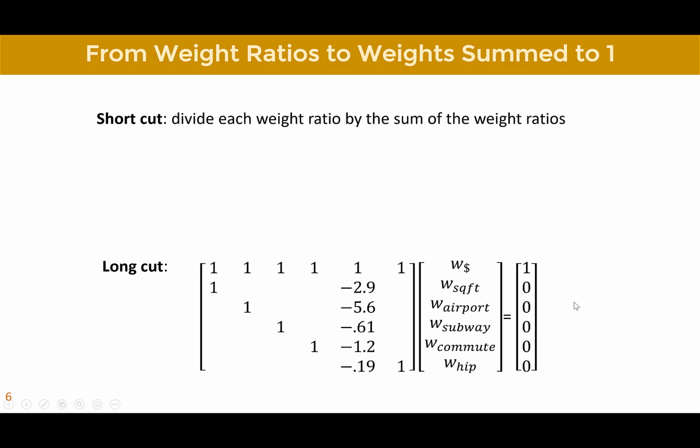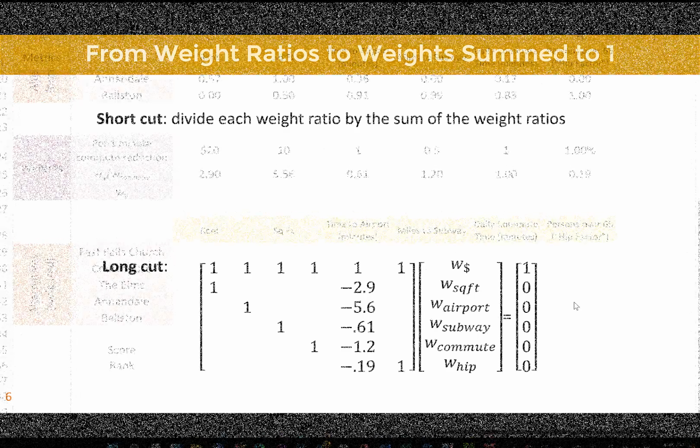So here's our set of linear equations. You can solve this by substitution if you have time, or you probably have other methods that you know to solve this. The bottom line is this is why it works, but you don't need to remember all of the linear algebra. You can just divide each weight ratio by the sum of all of the weight ratios.